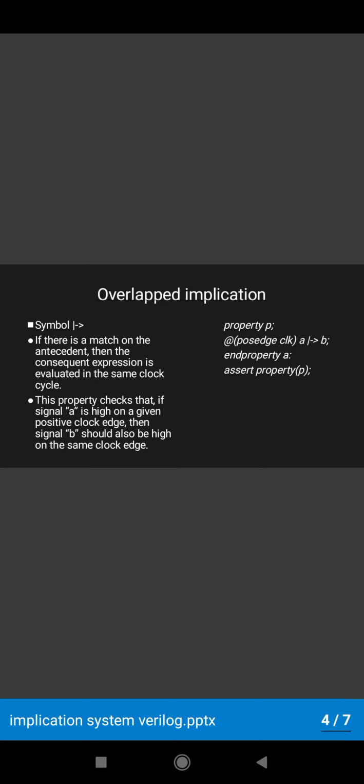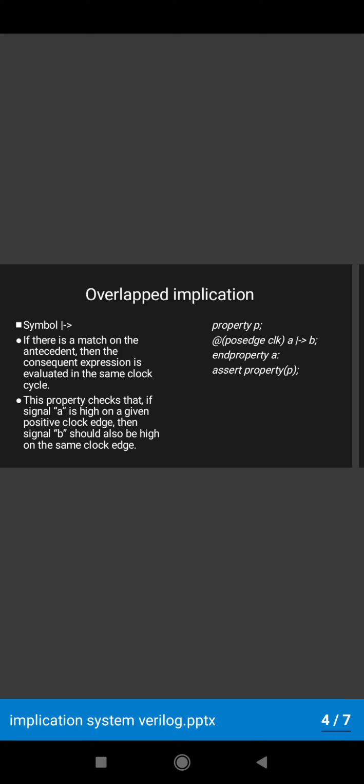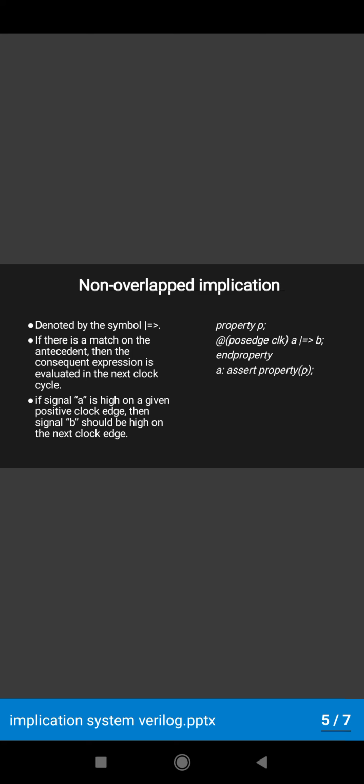Between A and B we have the symbol of the overlapped implication, and this is the property. An assert property is used to implement this property. The non-overlapped implication is denoted by this symbol. If there is a match on the antecedent, here also the antecedent is A and the consequent is B, then the consequent expression is evaluated in the next clock cycle.